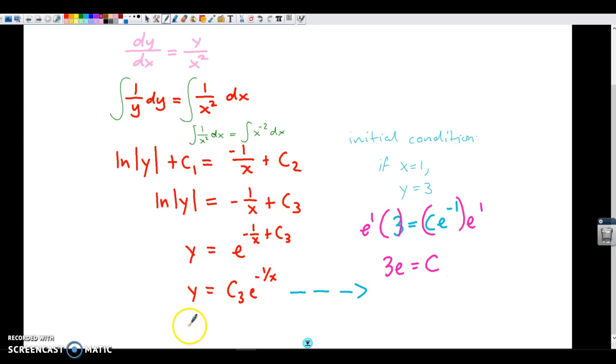So that means that my actual particular solution would be 3e times e to the negative 1 over x. And you can actually combine these. They have the same base. So you could add 1 to this exponent here if you really want to and just simplify that. But there's no need for this particular problem to do that.